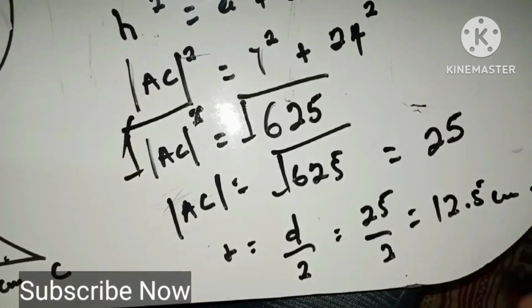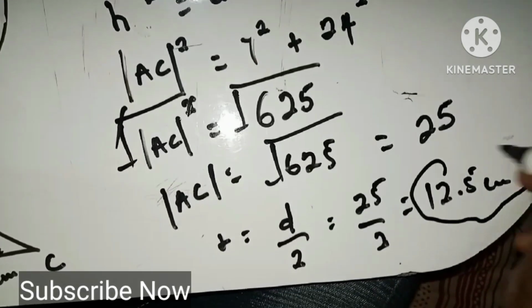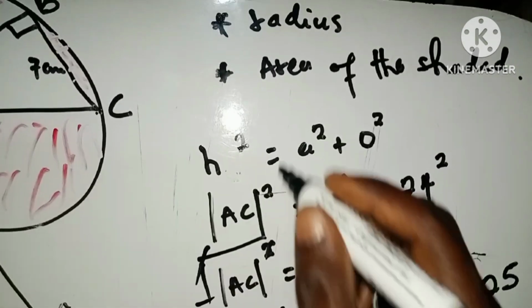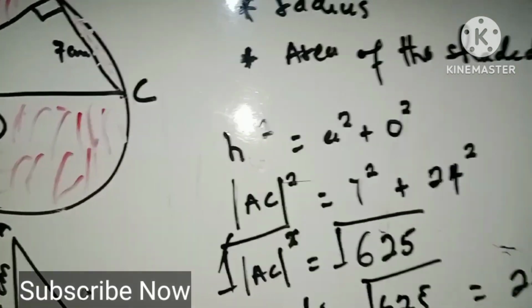So that is for what? The radius, right? So this value here is for the radius. Now let's see how to determine the second part. That says I should find the area for the shaded portion.